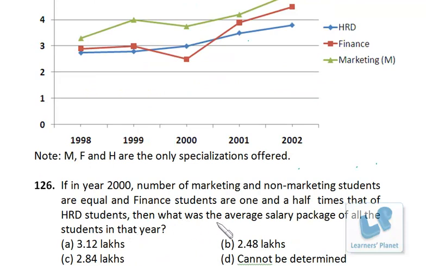If in year 2000 the number of marketing and non-marketing students are equal and finance students are 1.5 times that of HRD students, then what was the average salary package of all the students in that year?